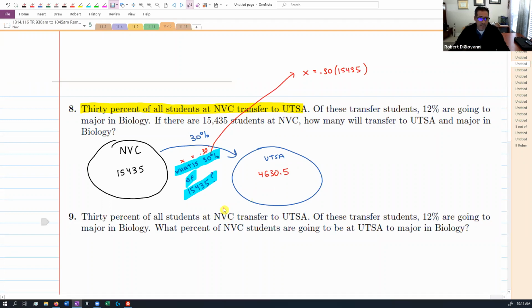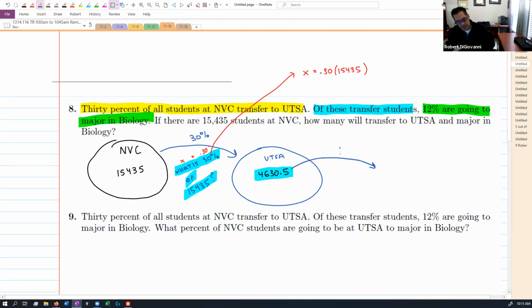Okay, y'all with me? We had 15,435 students, 30% of them transfer to UTSA. So that's how many of them are at UTSA. Now, of these transfer students, of those students, right? That's of these students right here that we just found, 12% are going to major in biology. So of this group, I know that 12% of them are going to do biology.